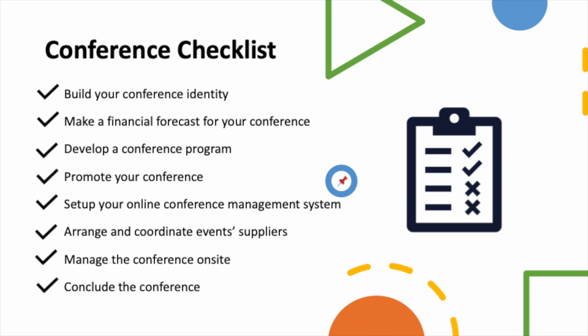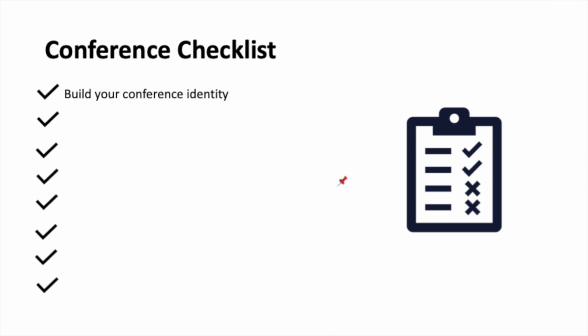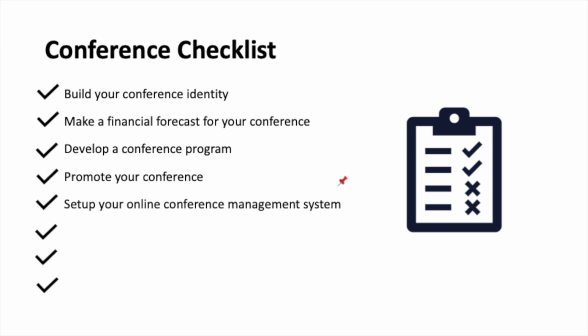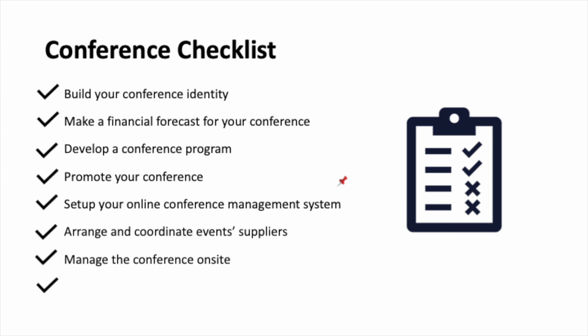As you see on the screen, my conference checklist consists of 8 topics, which basically are: build your conference identity, make a financial forecast, develop a program, promote your conference, and set up your online conference management software, arrange and coordinate your suppliers, manage on-site, and lastly, conclude the conference.